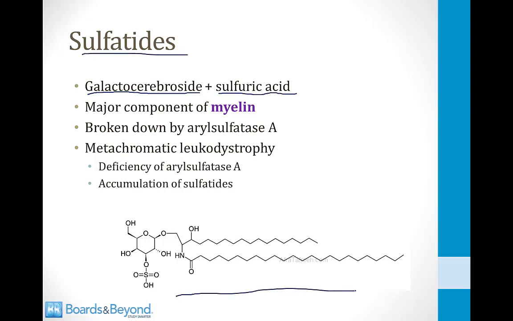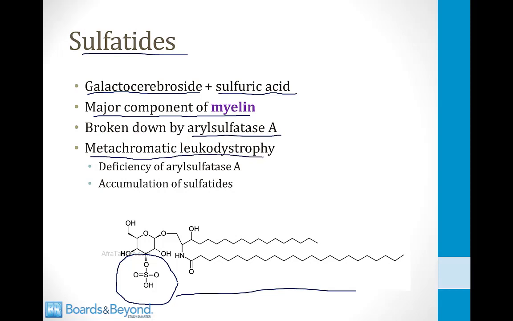This is an example of a sulfatide on the screen. It's similar to galactocerebroside except for the addition of a sulfuric acid moiety. And just like galactocerebroside was very important for myelin, so too are sulfatides. They are major components of myelin and nerve tissue. Sulfatides can be broken down by arylsulfatase A, and if you are deficient in this enzyme, you will develop a condition called metachromatic leukodystrophy.